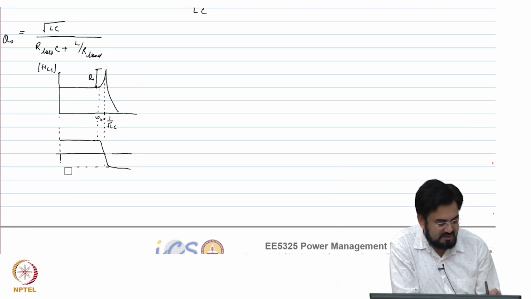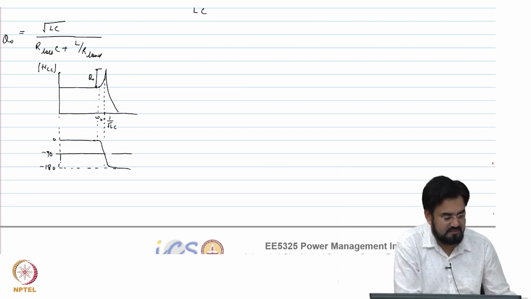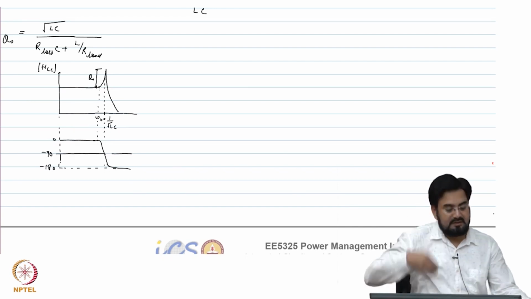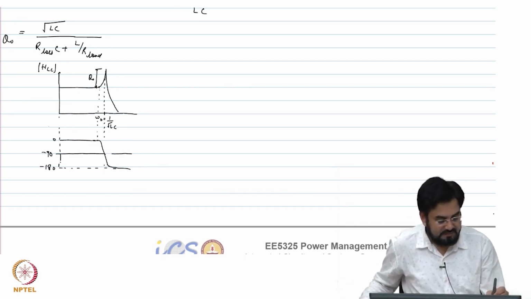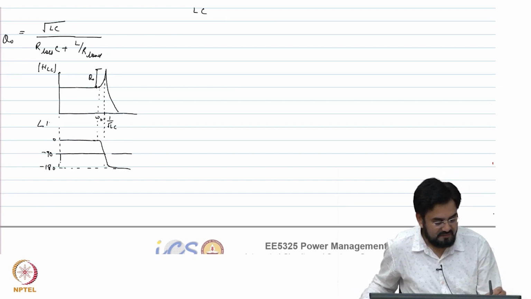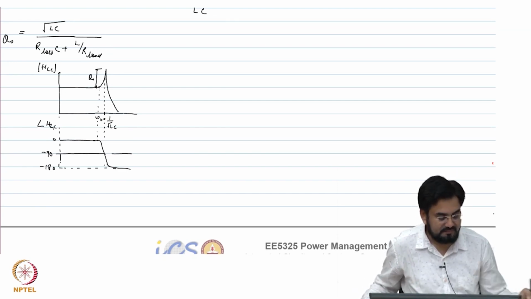So it will almost touch 180 degrees because of the high Q. So 0 to minus 180, and this will be minus 90. Okay. So this is your phase of H of LC.